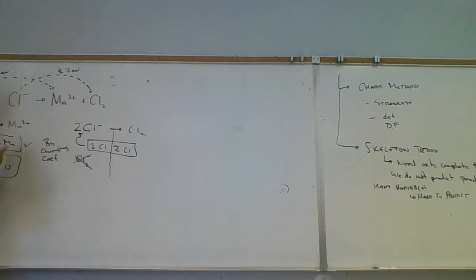And so on this side, I need to add 4 waters. So I'll just add 4 waters here. And so now I'm going to have manganese 2 plus 4 waters. Now the oxygens are balanced.